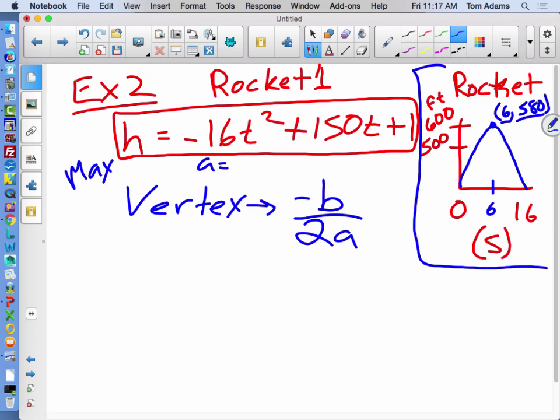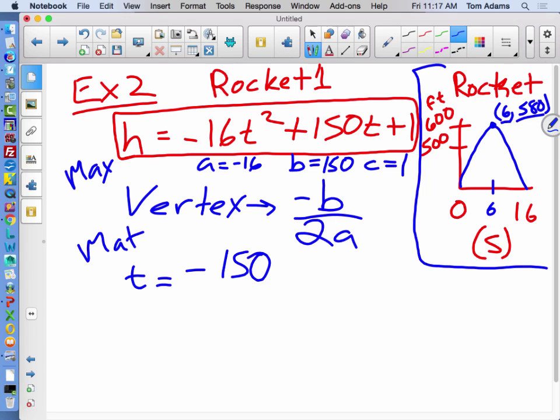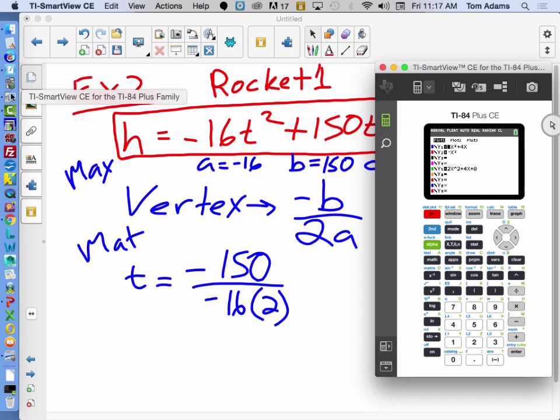Well, here we have a equal to negative 16, b equal to 150, and c equal to 1. So if I wanted to find the time t when the vertex or max occurs, I would say negative b, which is 150, all over negative 16 times 2. I probably should have written it the other way around, so I'm going to do that on the calculator real quick.